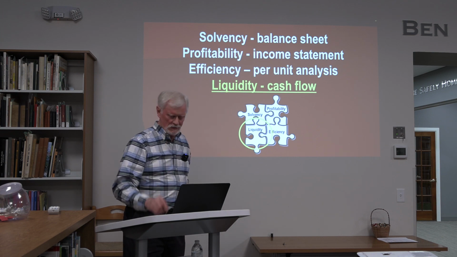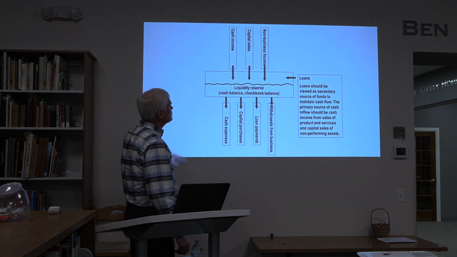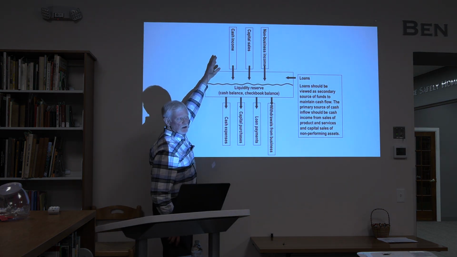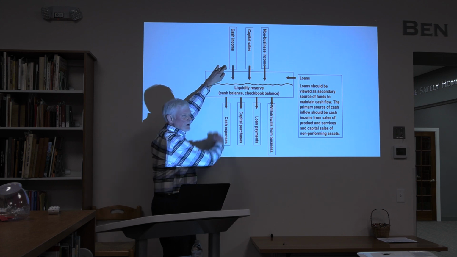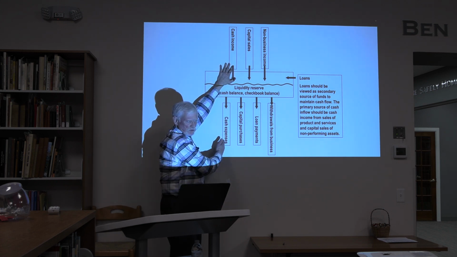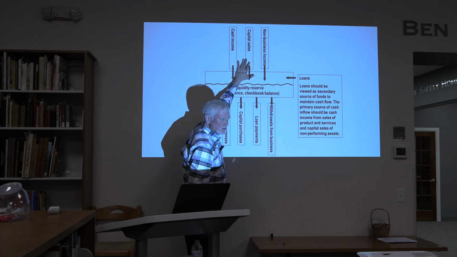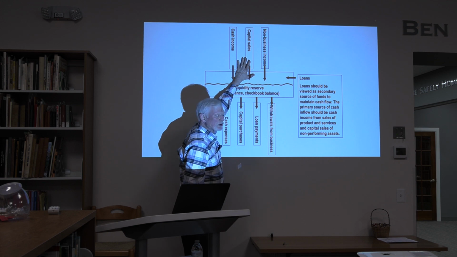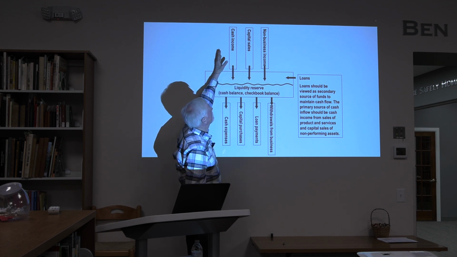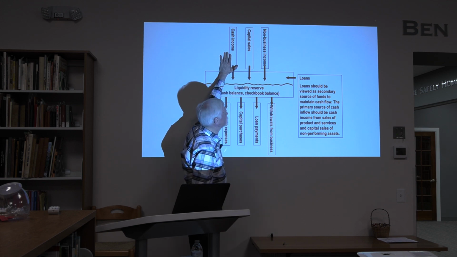When you're looking at cash, here's my cash income, sales and revenues. Here's my cash expenses. We've already talked about those. But I sell a piece of land or I sell a piece of machinery. Those are capital sales. They're not revenues or cash income.